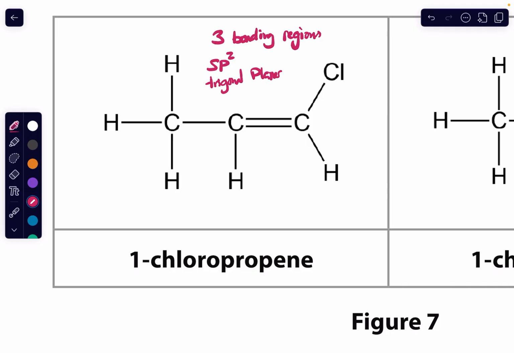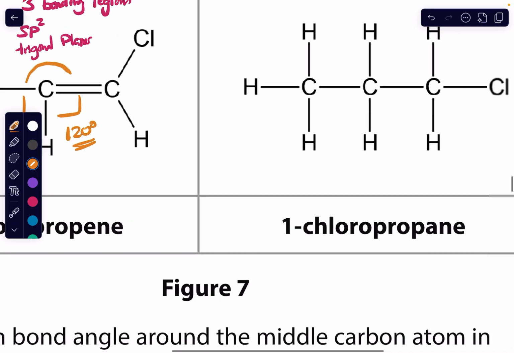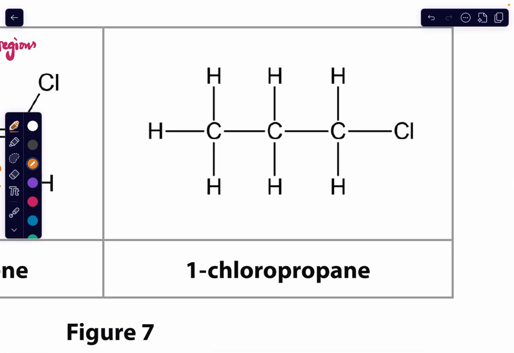And if it's trigonal planar, this carbon has a bond angle of 120 degrees. Let's do that same analysis for this one. I'll keep the same colours.